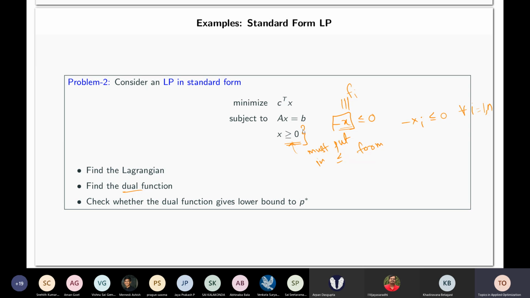Because Lagrangian is only defined on the standard optimization problem. I don't know why I wrote it like this, because this should be in less than or equal to form, then we call it standard form. Okay, so at least we can think of this as an LP, or we can always convert this into a standard form. It doesn't harm even if I say standard, because it is equivalent to a standard form.